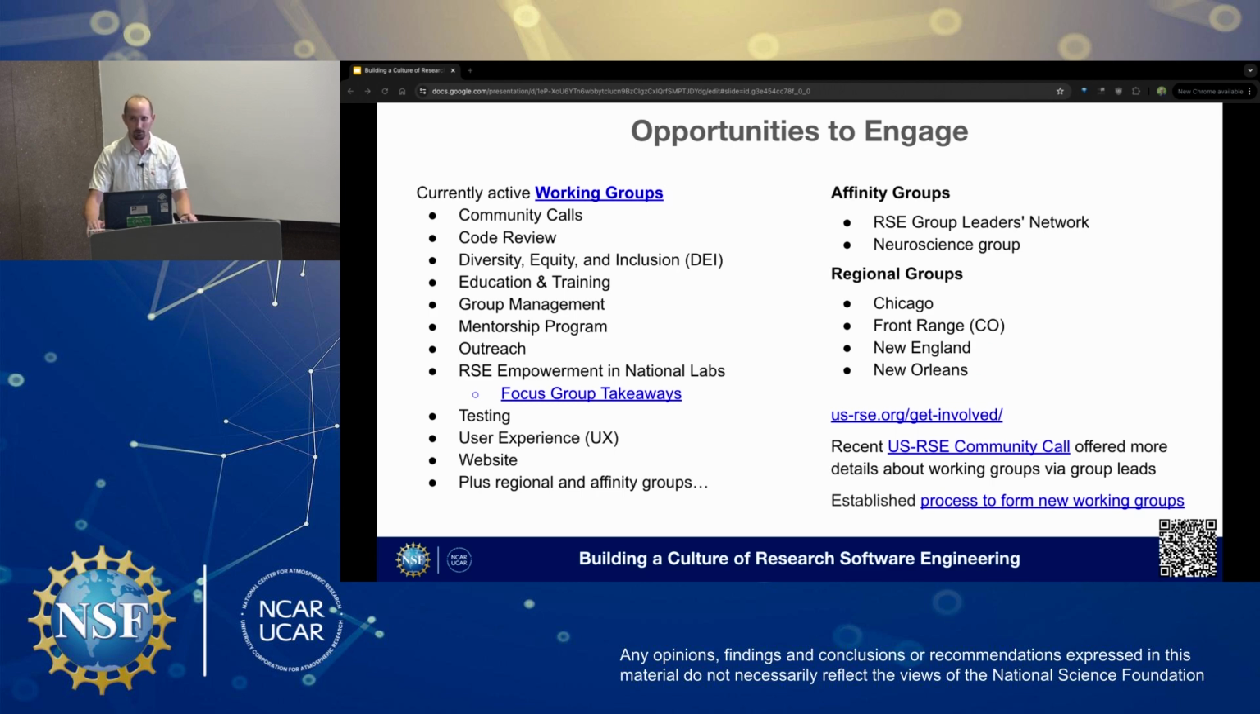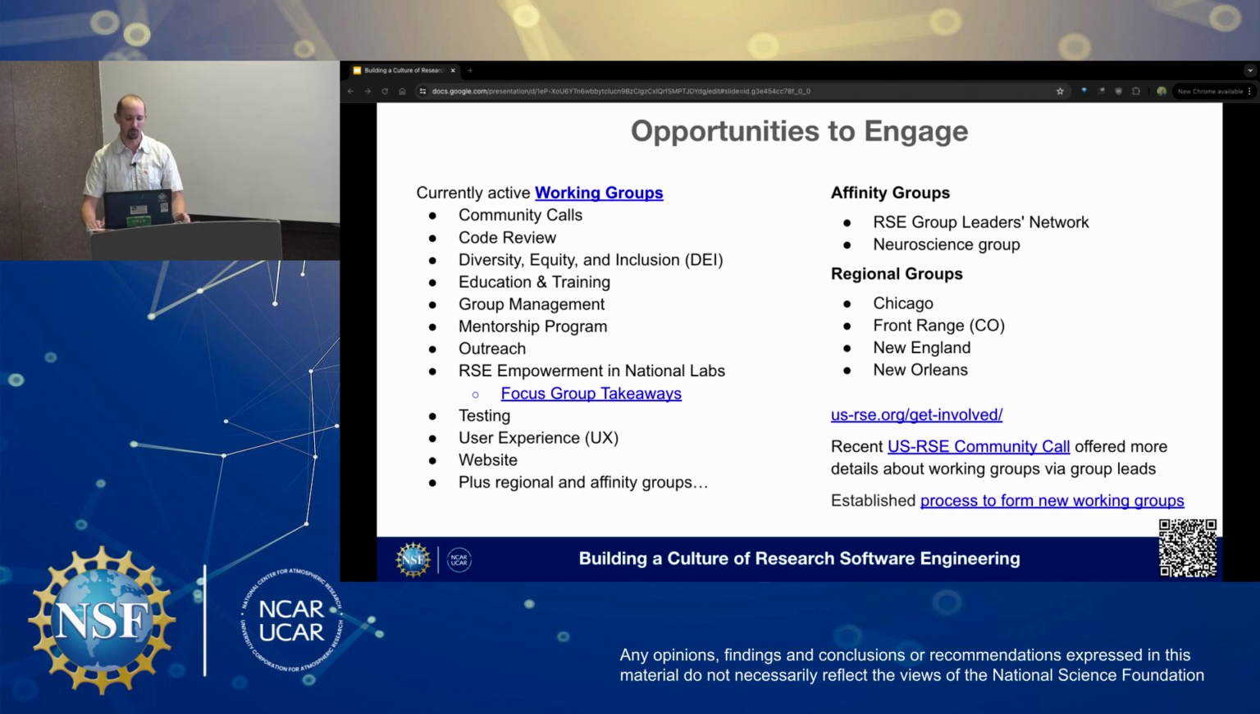One that might be of interest to most of us here would be the RSE Empowerment in National Labs group, addressing specific concerns for software engineering within the National Lab context, which I would argue definitely includes ourselves here at NCAR. And then there's a group that talks about testing specifically, in terms of technical aspects like best practices within software engineering, and what type of testing goals and needs are most prescient and needed for work within the research enterprise context, as well as user experience and managing the USRC website overall.